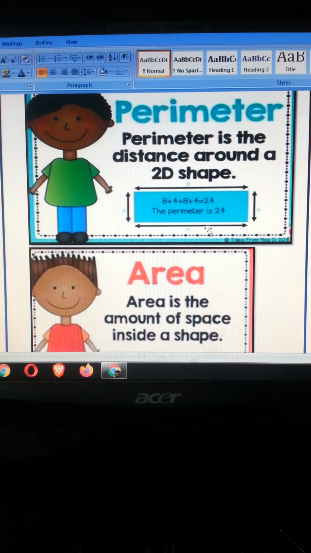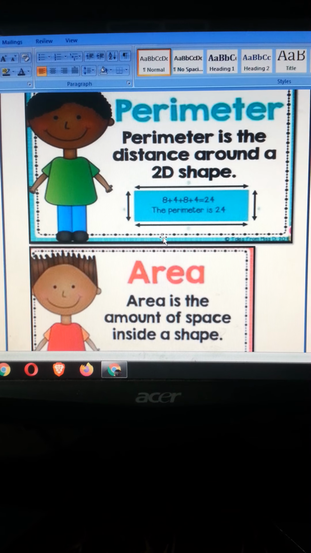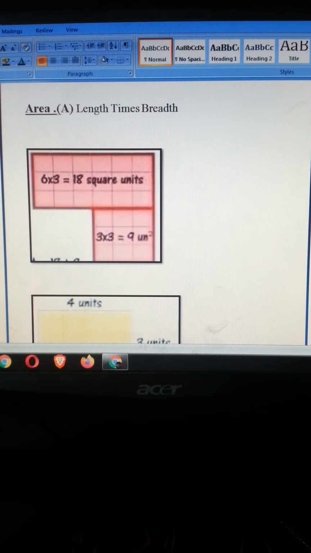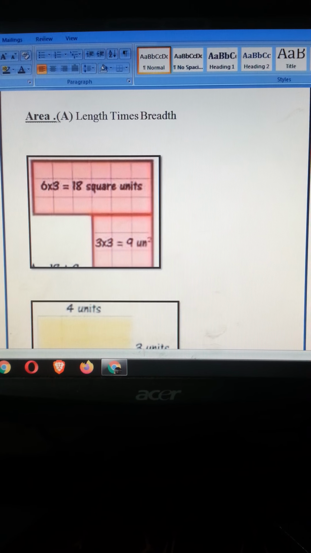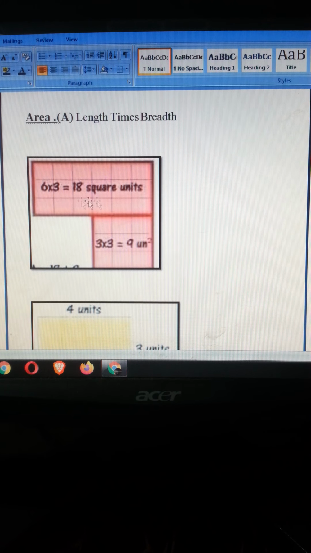If it is a triangle, you are going to write a, b and c. So a plus b plus c will be the formula for triangle perimeter. Here you can see the very basics of the area, that you can just count all the square units within the shape and you can write it.